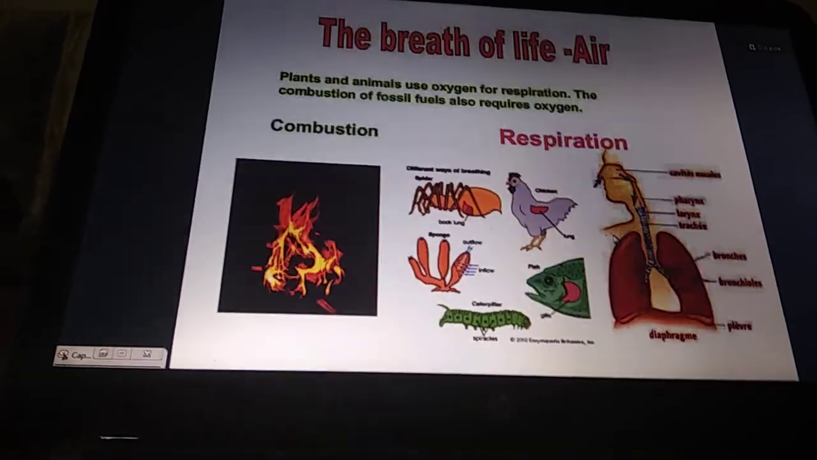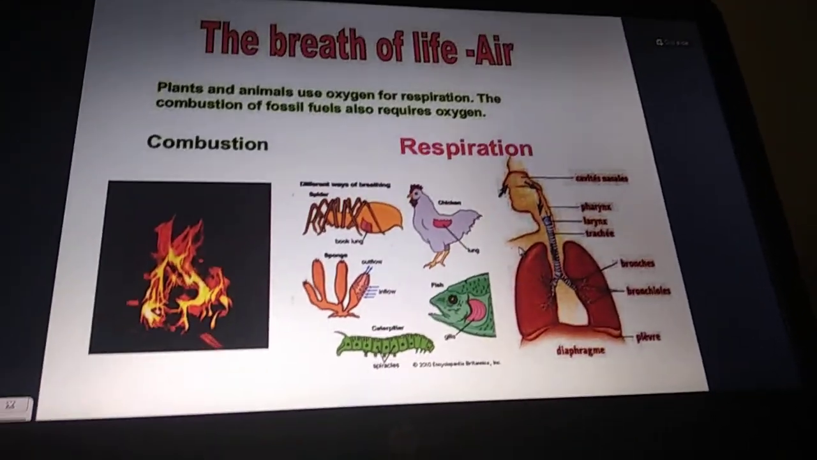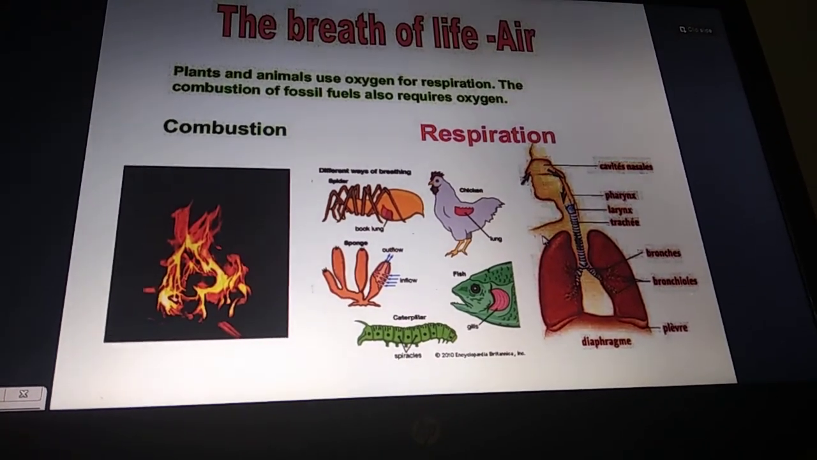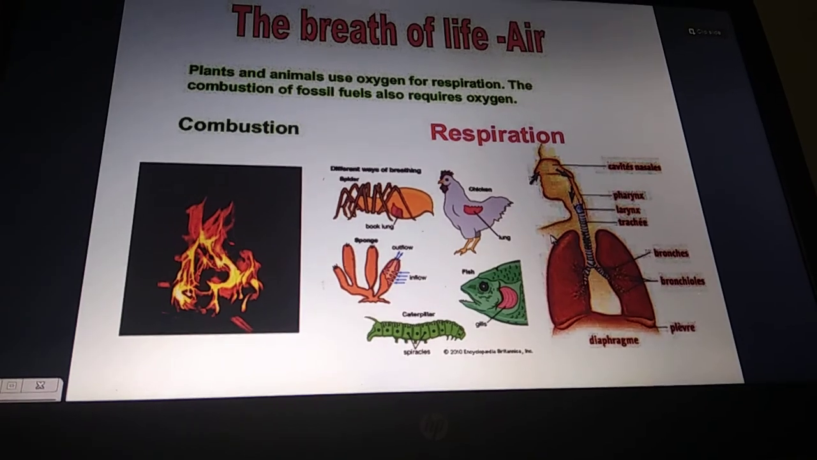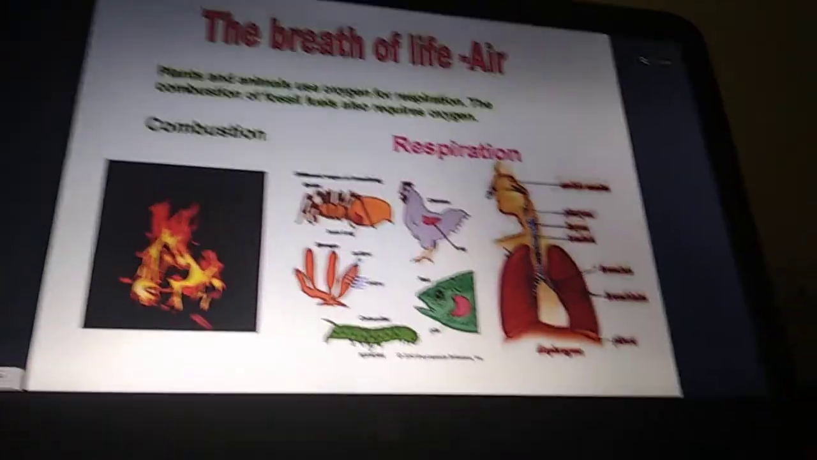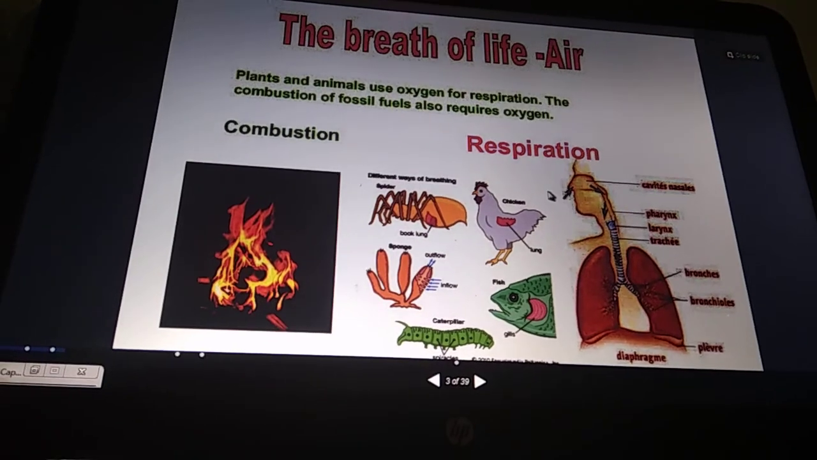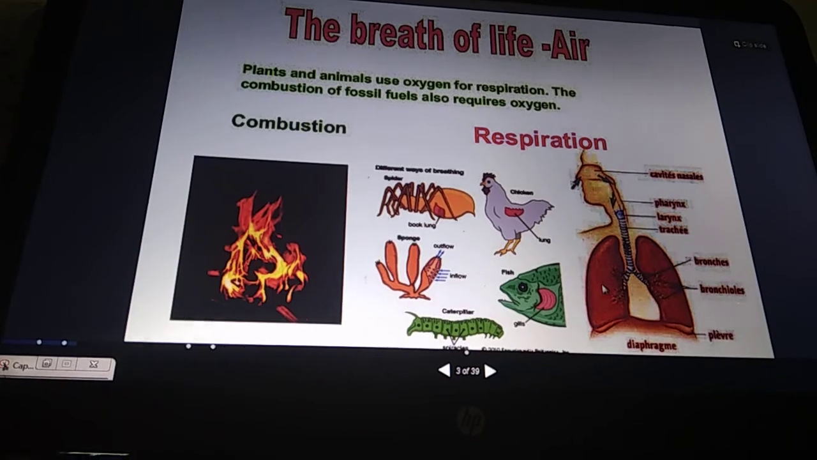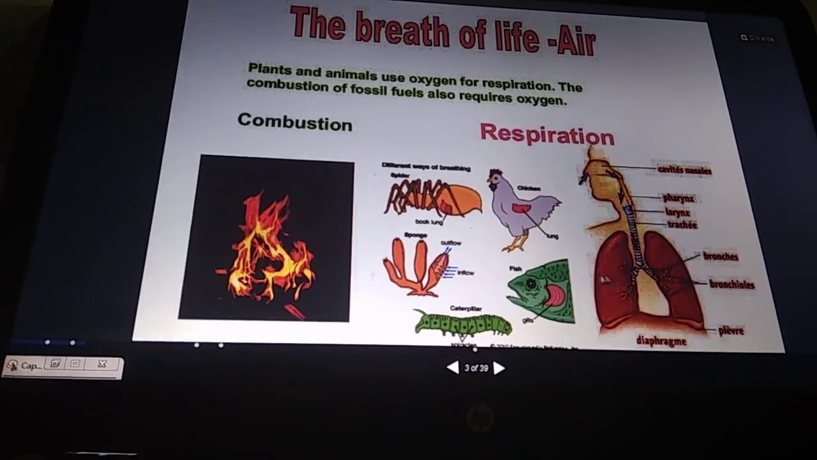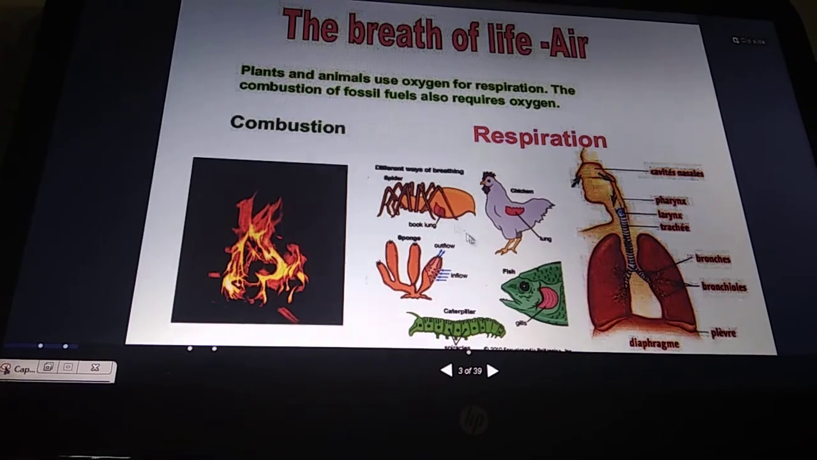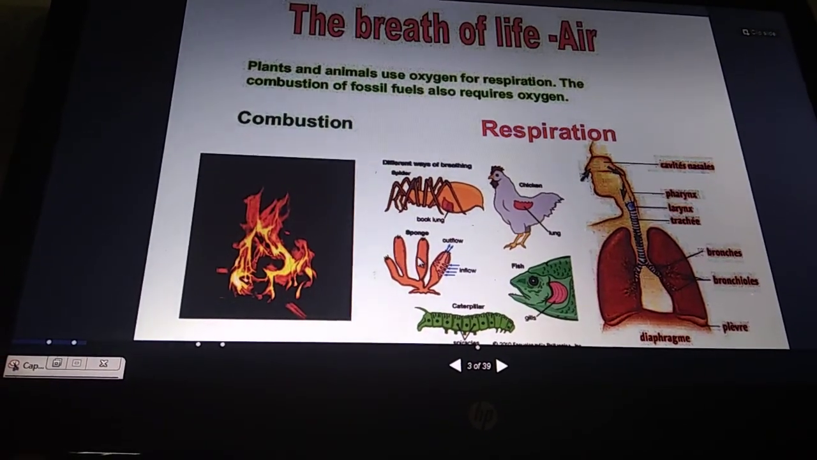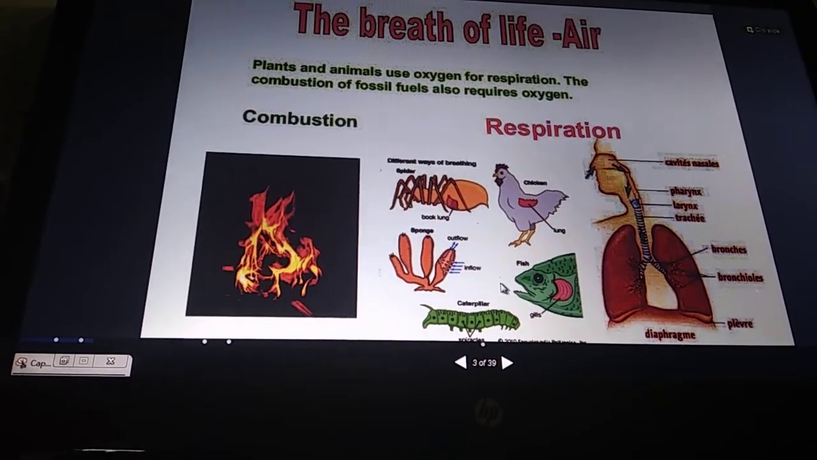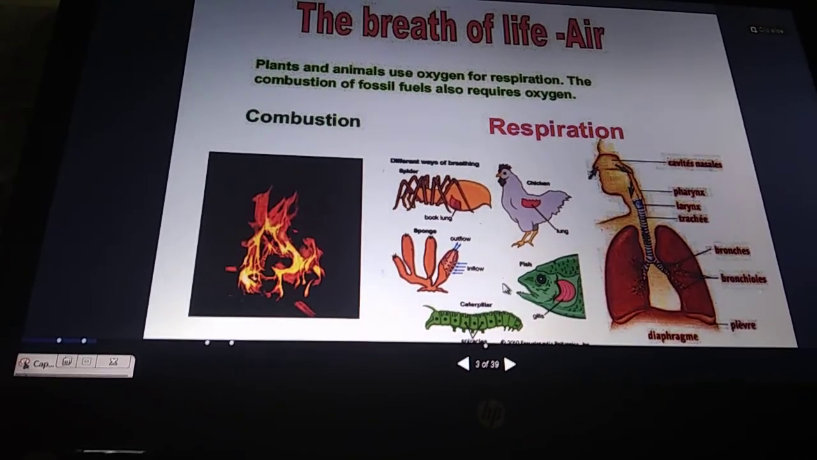Now, air is a mixture of various gases, and the most important gas is oxygen. Plants and animals use oxygen for respiration. All use oxygen, though the ways by which they take in oxygen are different. Some use lungs, others use gills, some others have a tracheal system, and in sponges it is by the water canal system, but all use oxygen. Even plants use oxygen for respiration.